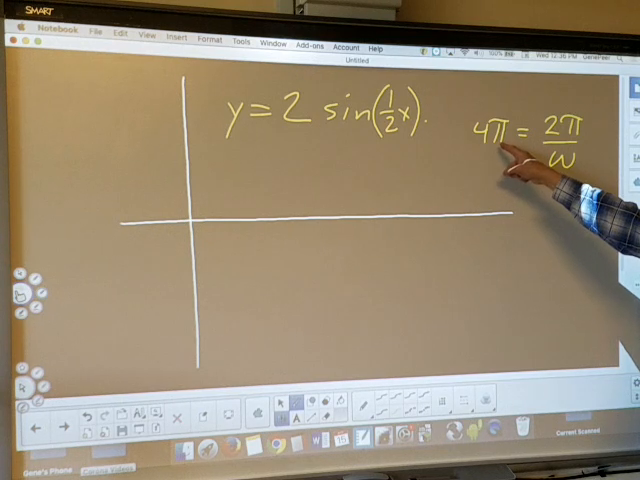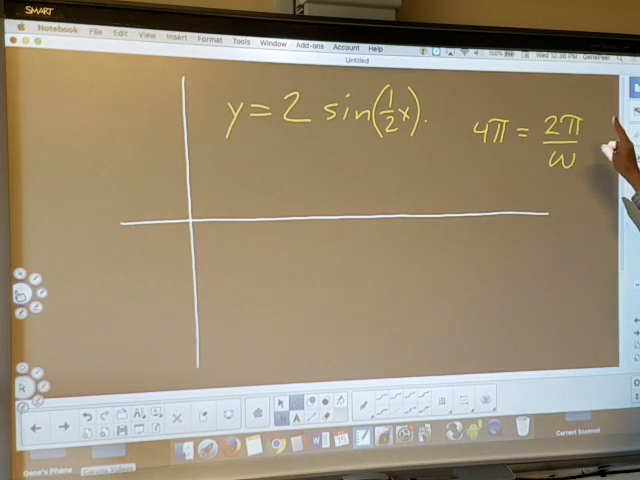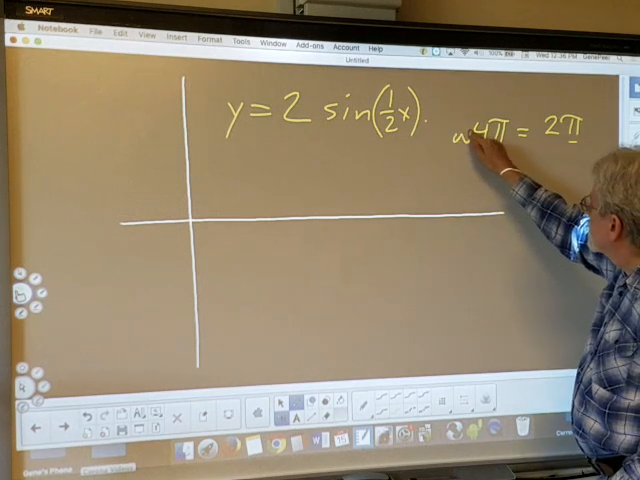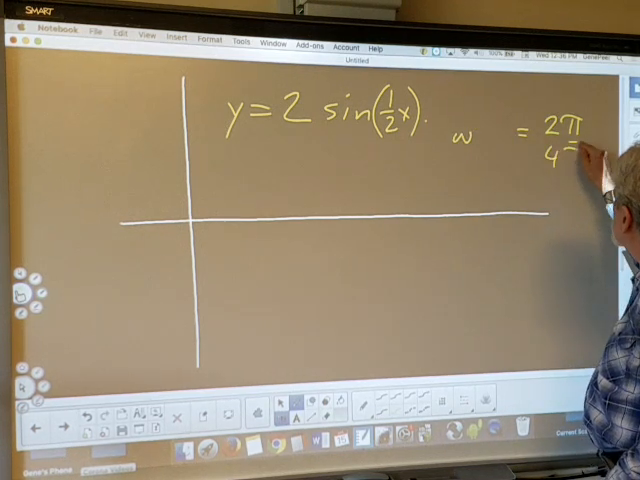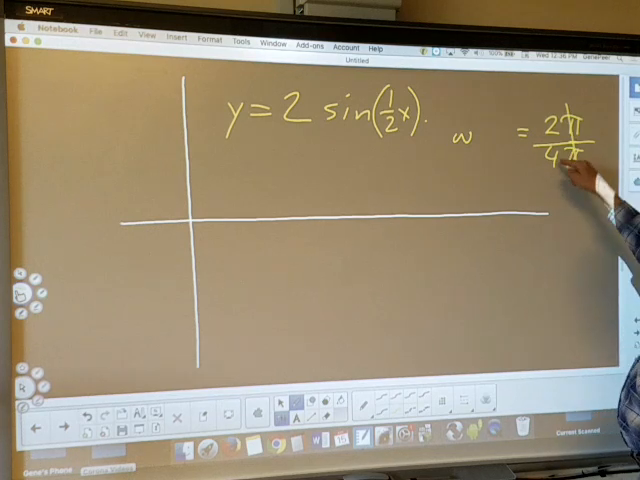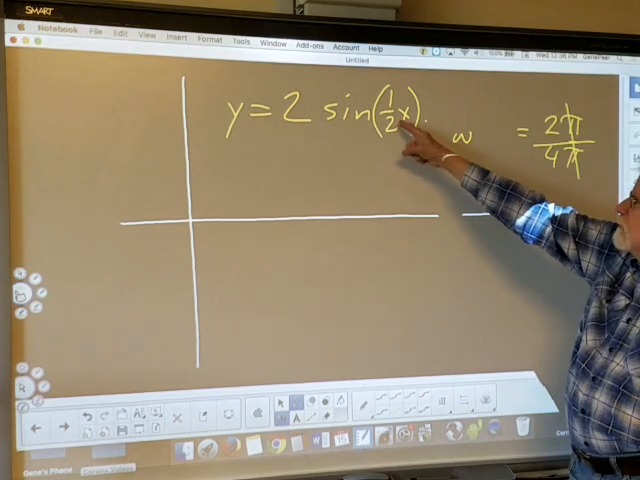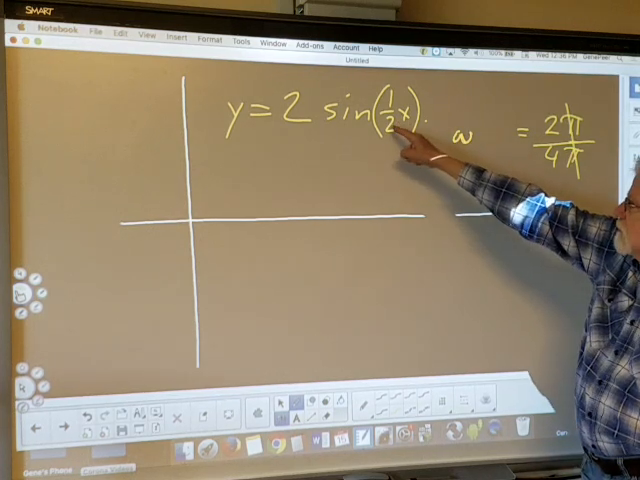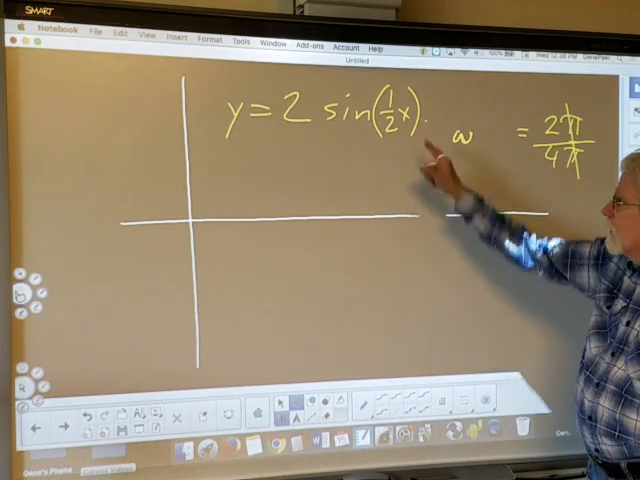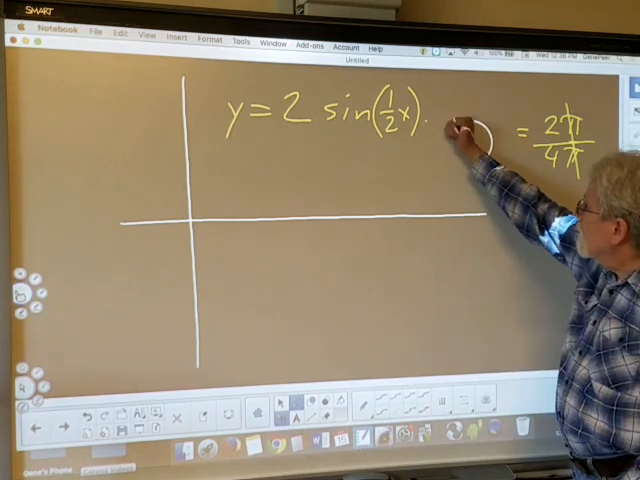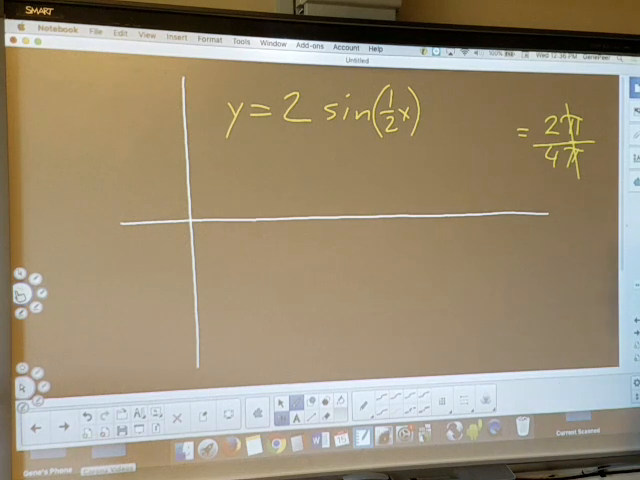The period, we're told, is 4 pi, is always 2 pi over omega. We multiplied by omega, we divided by 4 pi, the pi's cancel, we get 1/2 is the value for omega. 1/2 x, don't forget the x. Without the x, it has no variable, we don't graph it. Okay.